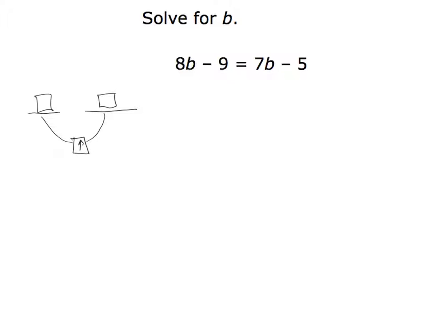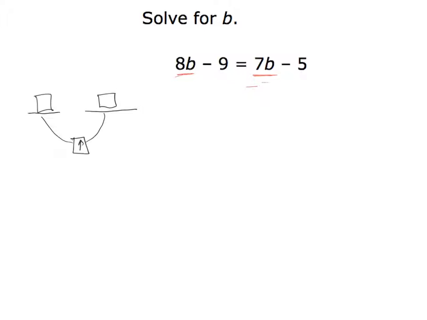So in this case, I'm looking here and I see 8b here, 7b here. I'm going to choose to put the variables over here on the left side because I've got more of them here. And so if I take 7 away from here to get rid of it, then because of the scale situation, I have to take 7 away from here as well. I'm still going to have a positive number of b's left. And that's usually the basis that I use to make the decision of which side to work with.